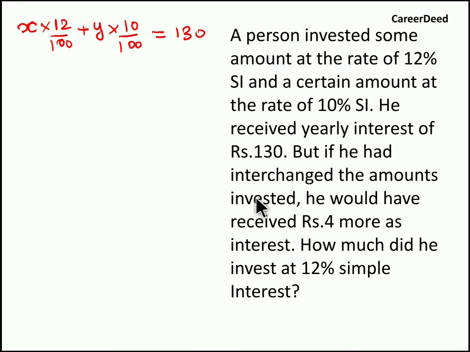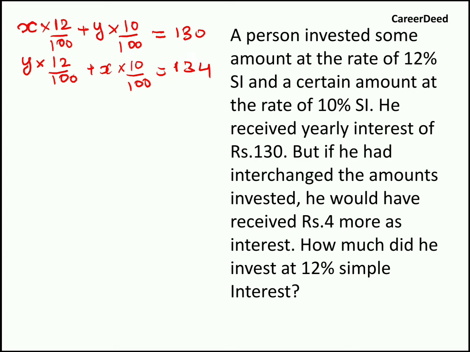But if he interchanged the amounts invested, he would have received rupees 4 more. That is, instead of x, if he invested y for 12% interest and x for 10% interest, he would have received 4 rupees extra. So it is 134. Now here it's a really simple concept. What we have to do, we have to use the quadratic equation format.